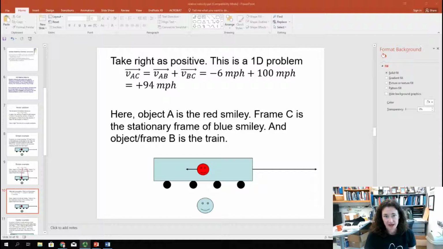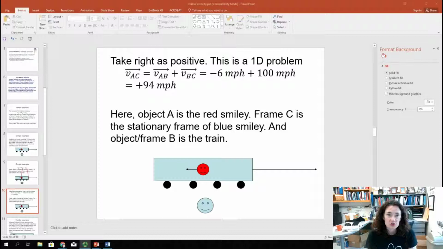That's what we're plugging in for that. VBC is the velocity of the train with respect to the side of the tracks, the stationary frame, and that's plus 100 miles per hour, so we plug in for that. And now we're solving for what the velocity of the red smiley guy would be according to blue smiley. So that's minus 6 miles per hour plus 100 miles per hour, which gives me plus 94 miles per hour.